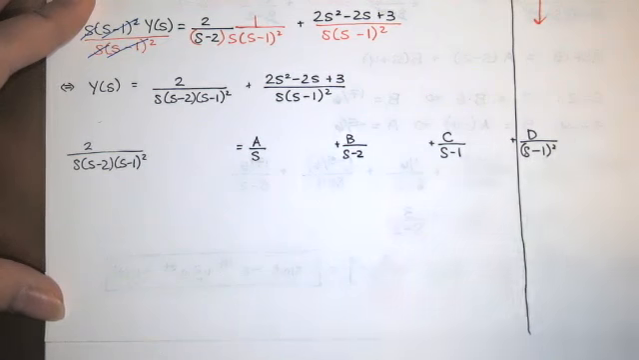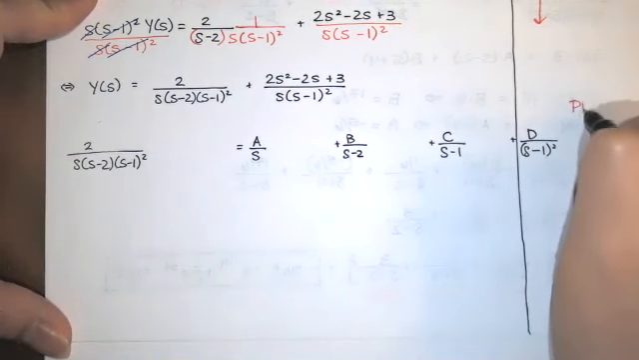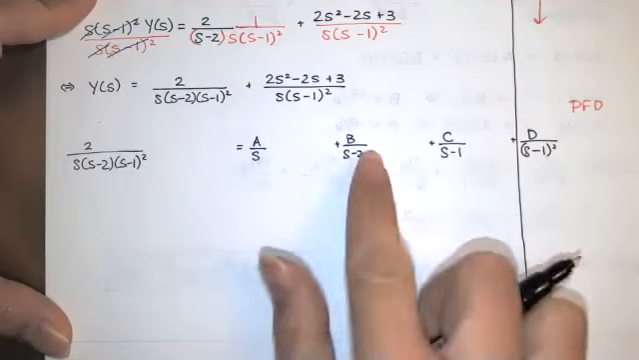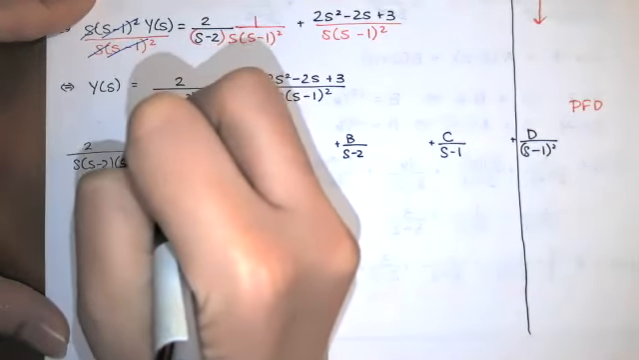Now I had to go outside of the lines here because I ran out of space. But that's the partial fraction decomposition for this guy. Now, in order to get the values of A, B, C, and D, I will multiply by the LCD.